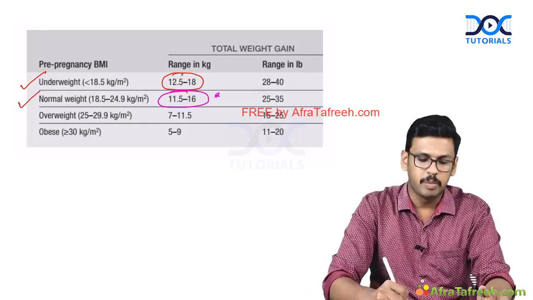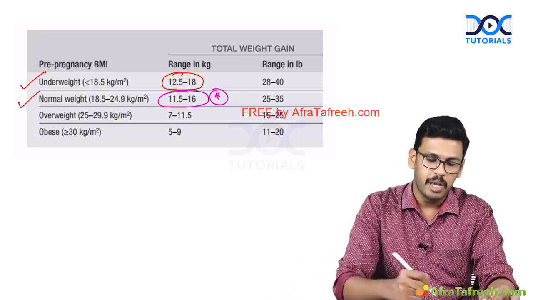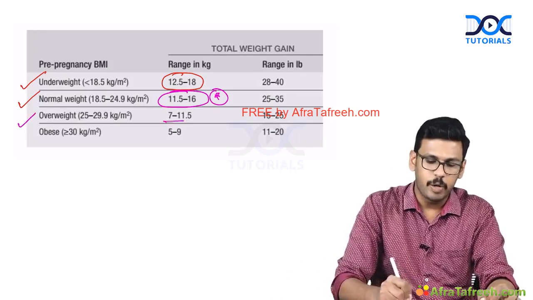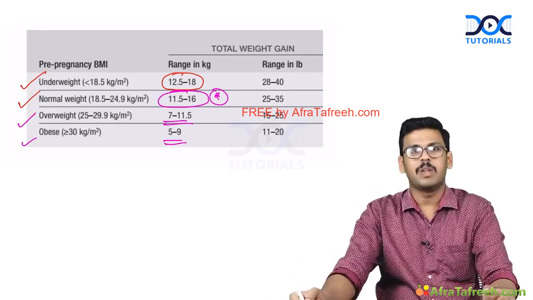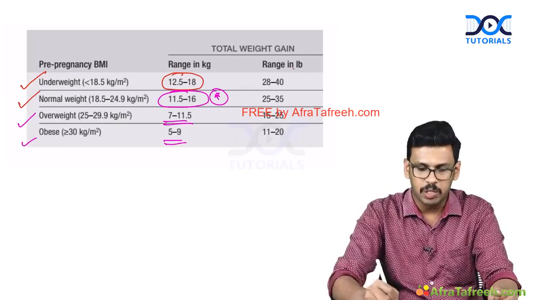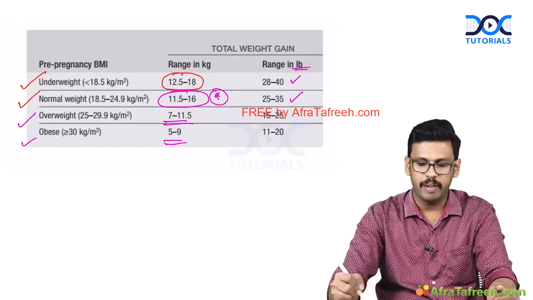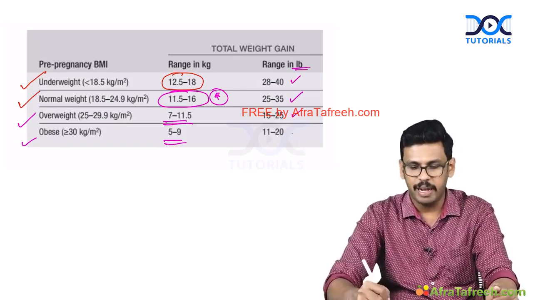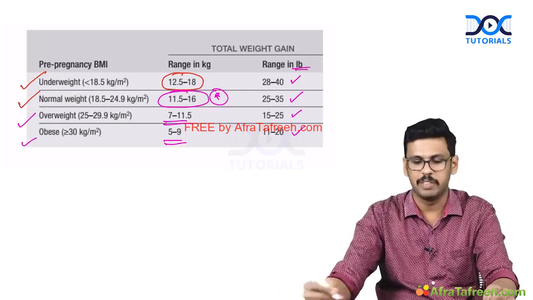So this has been asked previously also. So 11.5 to 16 in normal pregnancy. In overweight, it is 7 to 11.5, and obese it is 5 to 9. So previously when the question was asked, the options were given in pounds. So you can also learn it as 28 to 40, 25 to 35, 15 to 25 and 11 to 20 in underweight, normal weight, overweight and obese respectively.